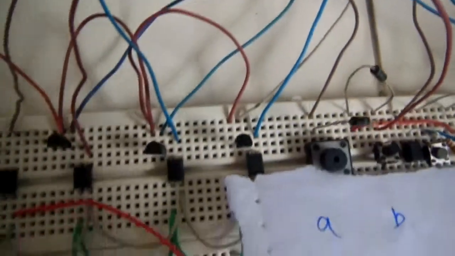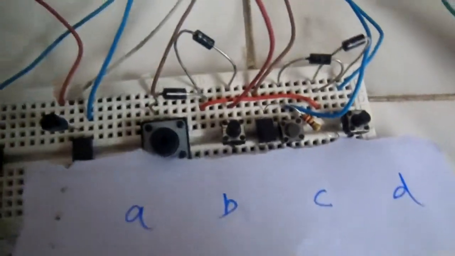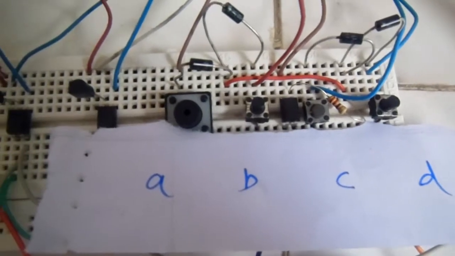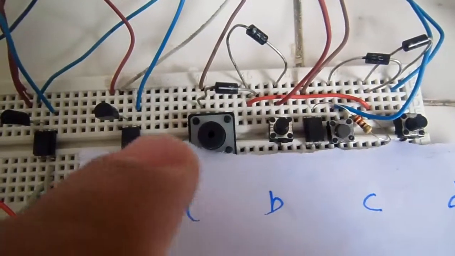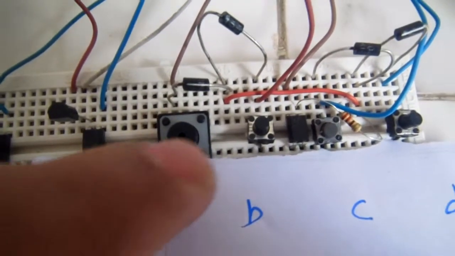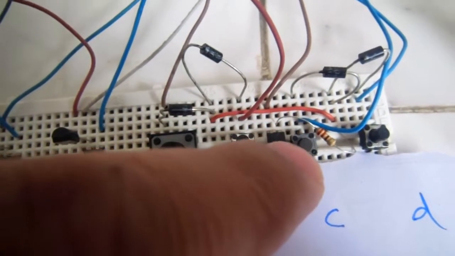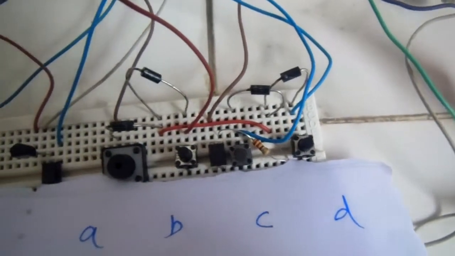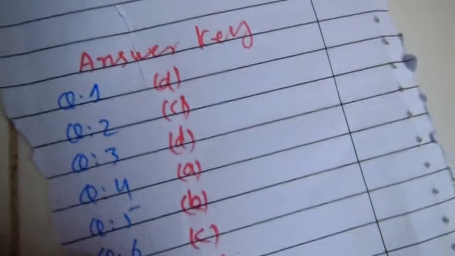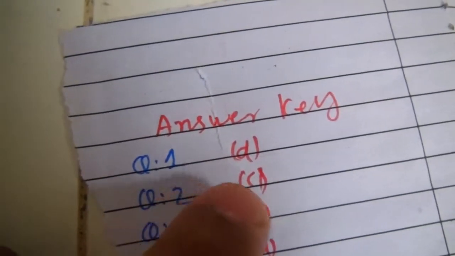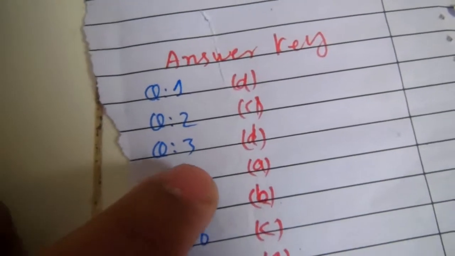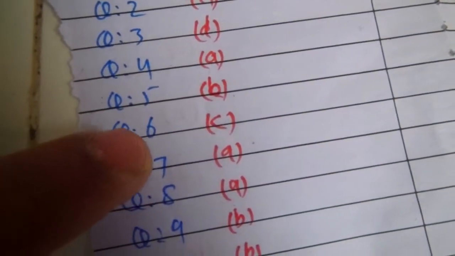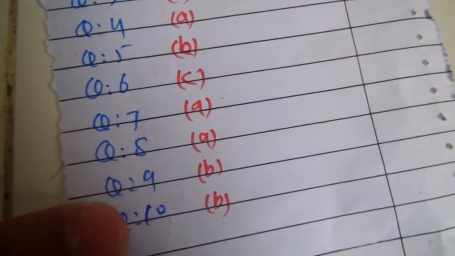Here the circuit has been designed in such a way that we have 4 options, and the 4 options have 4 buttons. The first button is for A, the second button is for B, the third button is for C, and the fourth button is for D. This circuit is designed so that we have the answer key of the questions. For example, question 1 answer key is D, question 2 is C, question 3 is D, question 4 is A, 5 is B, 6 is C, 7 is A, 8 is A, 9 is B, and 10 is B. So this is the correct answer key.